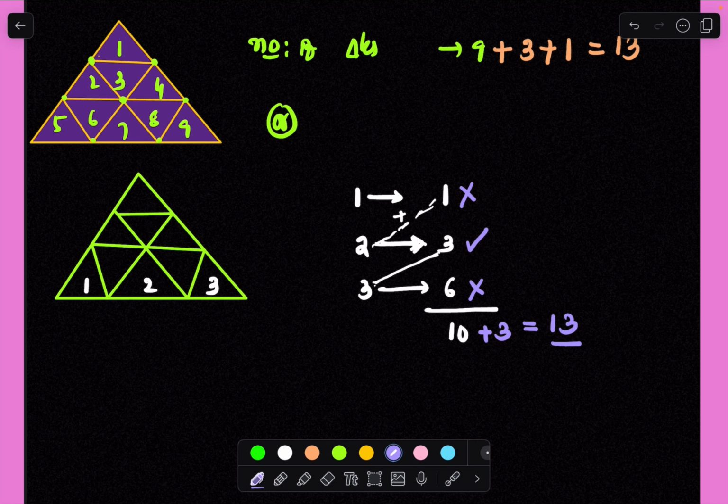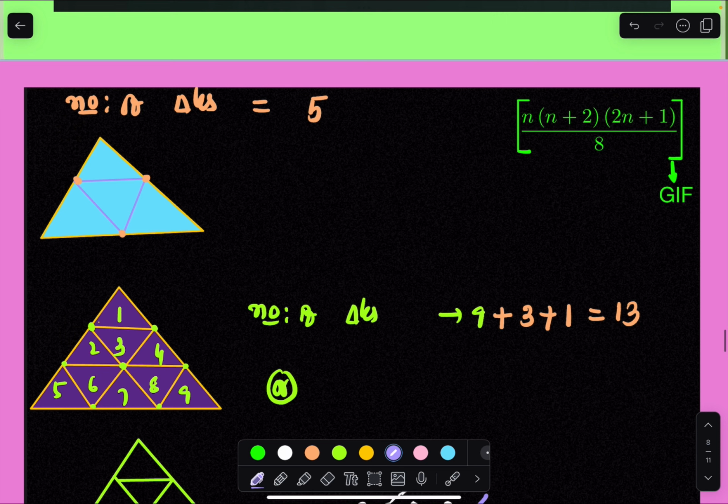We'll get 13, right? So in this way we can count them. These are the number of triangles by the alternate method. Otherwise, if you want a family, this is a family we can use. It uses the floor function, the greatest integer function. Only the integer part we have to take: n times (n plus 2) times (2n plus 1).